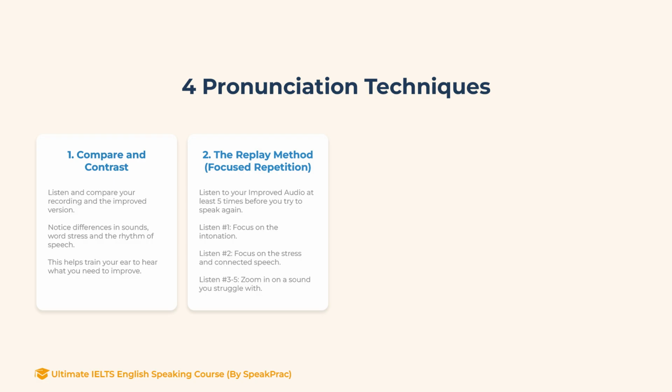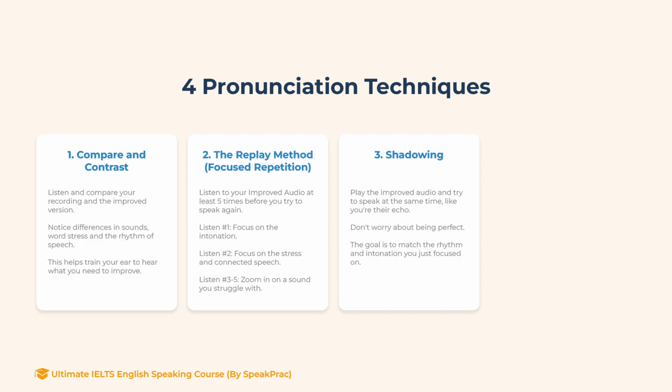Listen number 3 to 5, the details. For your other listening sessions, zoom in on a sound you struggle with. A th sound, or the difference between ship and sheep. Listen only for that sound. By replaying with a specific focus each time, you're not just hearing the improved audio, you're imprinting it on your brain. This makes the next 2 techniques 10 times more effective.